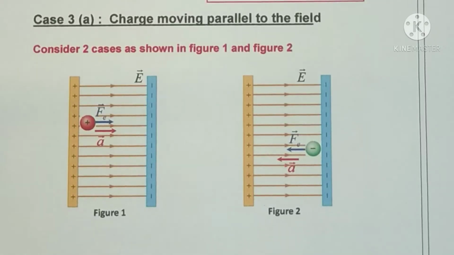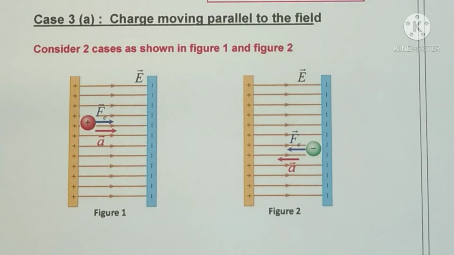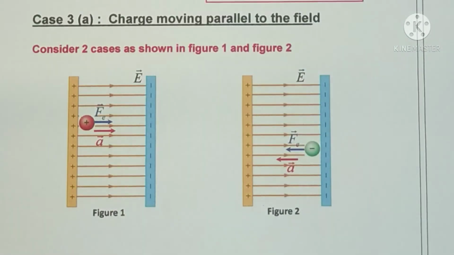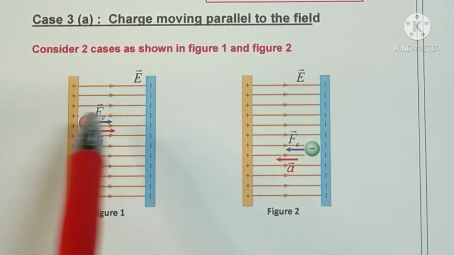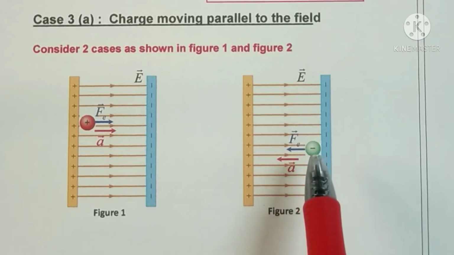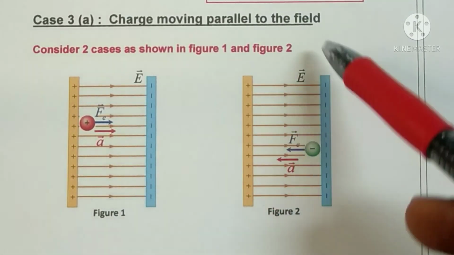Let us go to the final part of the case, where the charge is moving parallel to the field. Figure 1 shows electric force and electric field are in the same direction, whereas in figure 2, electric force and electric field are in opposite directions. From figure 1, the positive charge is attracted to the negative plate, so the electric force is in the same direction as the electric field. Whereas for figure 2, the electron is attracted to the positive plate, where the electric force is in the opposite direction to the electric field.